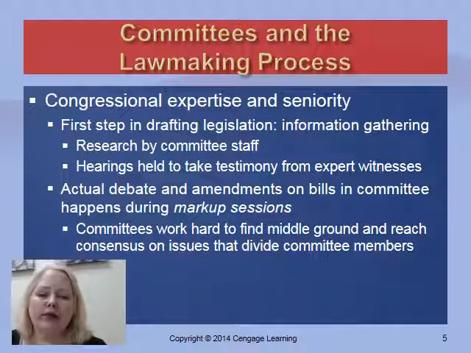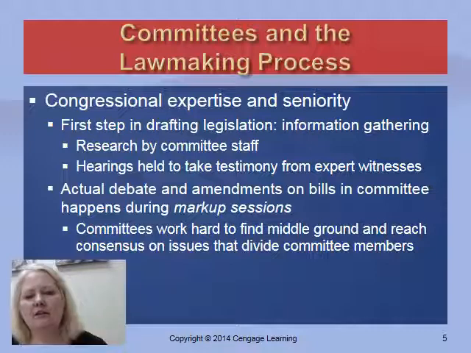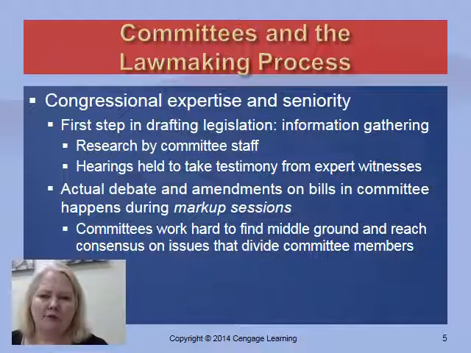So in terms of the lawmaking process, the first step in drafting legislation is information gathering. The committee staff would begin research, and then hearings would be held to take testimony from expert witnesses, people with knowledge about the topic of your legislation, whatever your bill is about.